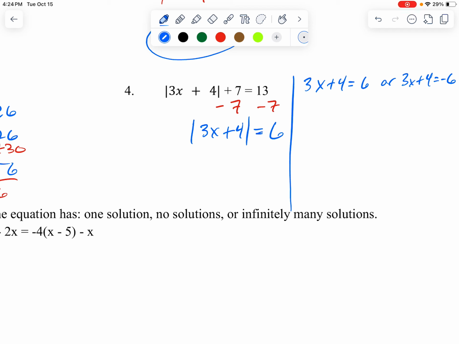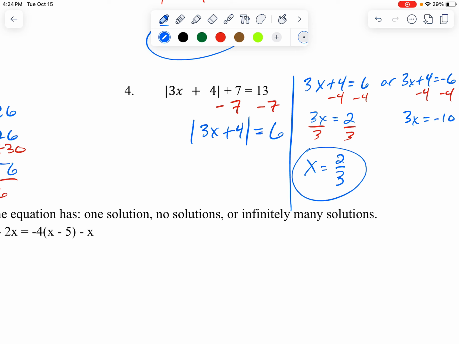And we'll solve these two equations, and we should get two different solutions, and both of them will make this equation true. So subtract 4 from both sides. We end up with 3x equals 2, divide by 3, and x is equal to 2/3. So that is one solution. And it's going to end up being the same exact process over here, subtracting 4 from both sides. 3x equals negative 10. And when we divide both sides by 3, you should get x equals negative 10 over 3. And we can leave our answer just like that, or you could punch it into a calculator and get a decimal if you wanted.